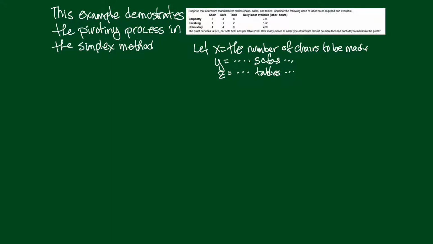In this problem, a little small here, but we can read it. It says, suppose a furniture manufacturer makes chairs, sofas, and tables. Consider the following chart of labor hours required and available. All right, so let's just get an idea of what's happening.